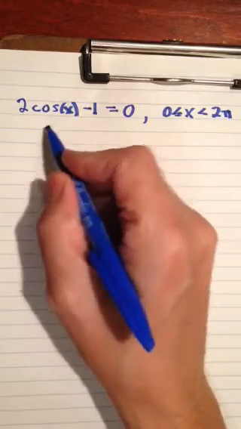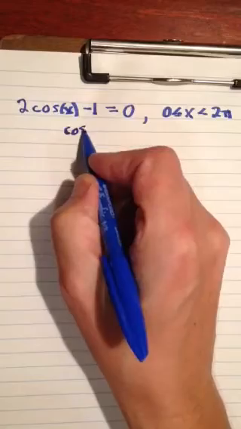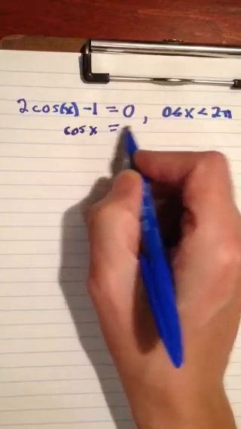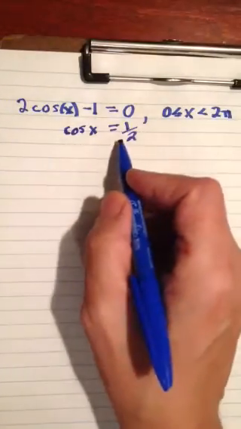All right, so first you're going to do a couple of algebra steps. You're going to bring the 1 over there and divide by 2. That's pretty basic two-step algebra. So we get cosine x equals 1/2. We'll look at this later on. Let's solve this for now.